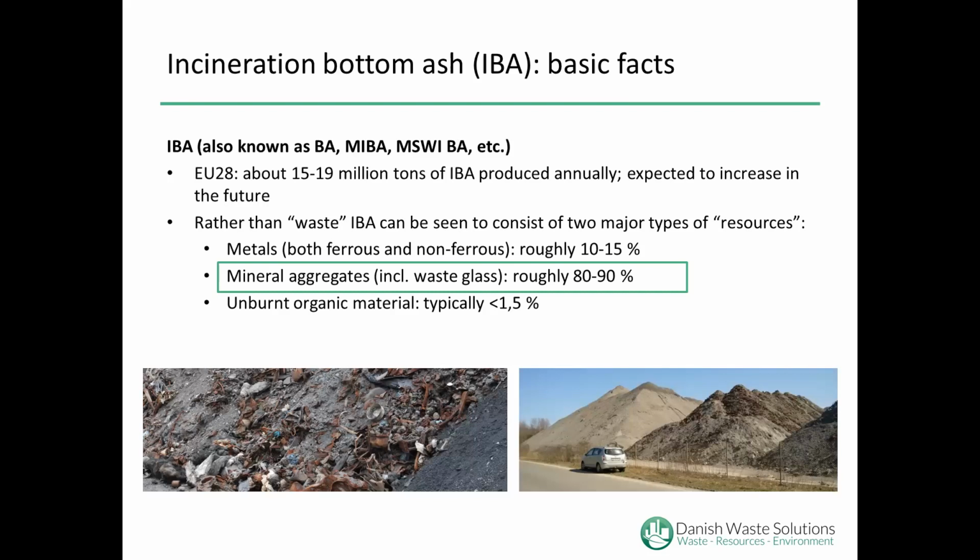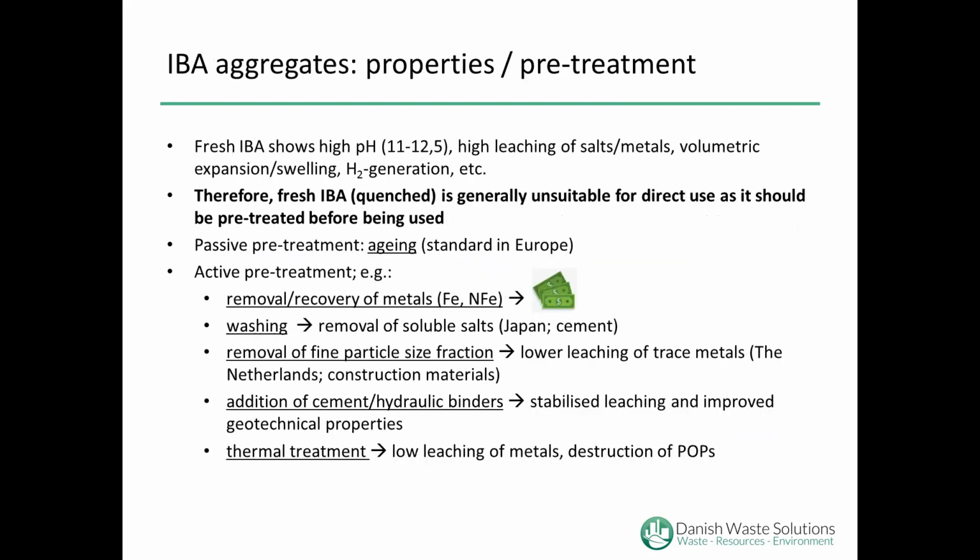Rather than a waste, bottom ash can be looked at as a potential resource for two different types of resources. Metals, obviously, ferrous and non-ferrous, which gives together roughly 10 to 15% of the mass, and the mineral aggregates, which is roughly 80 to 90% of the mass. And this is the part which we'll be looking at today.